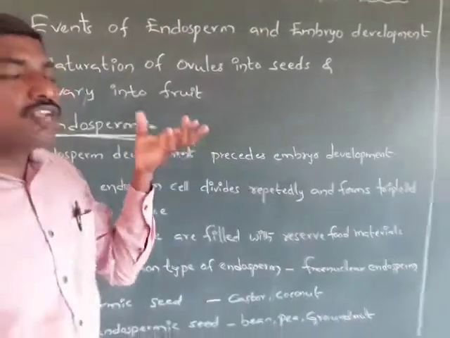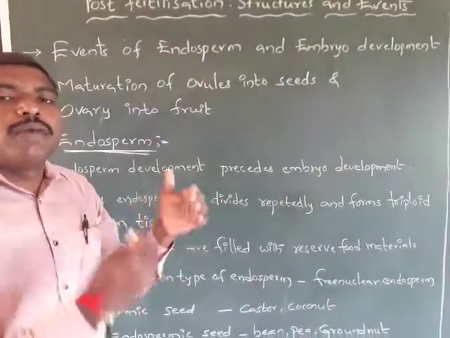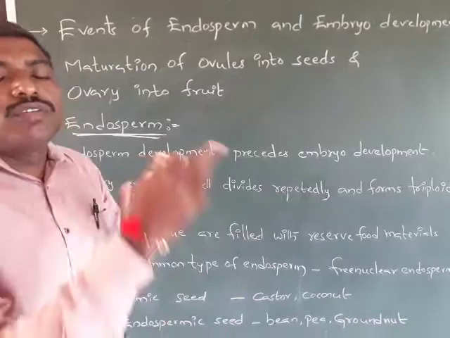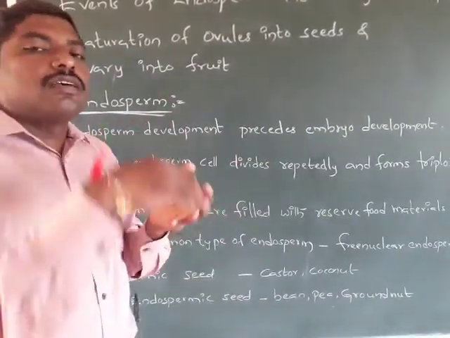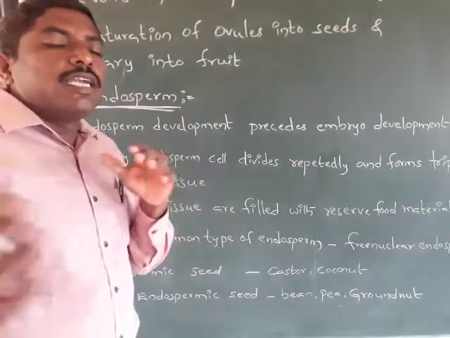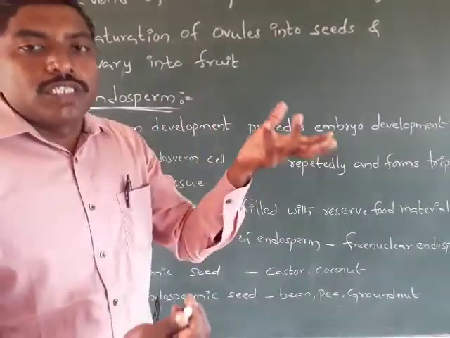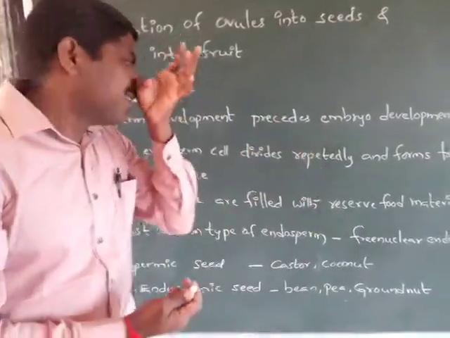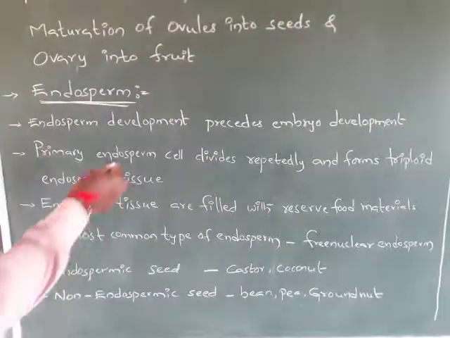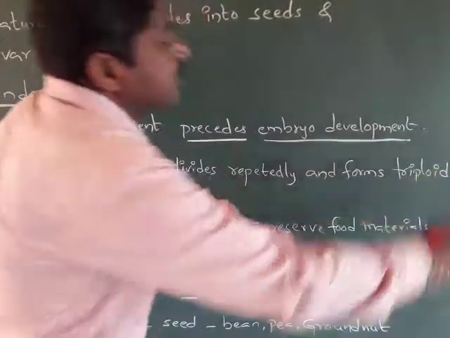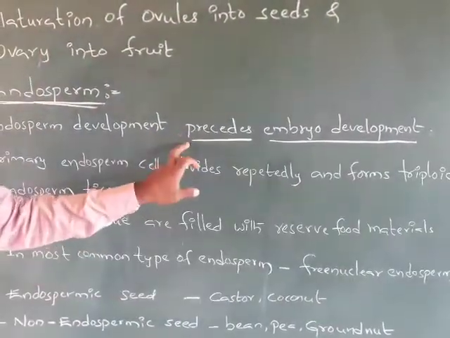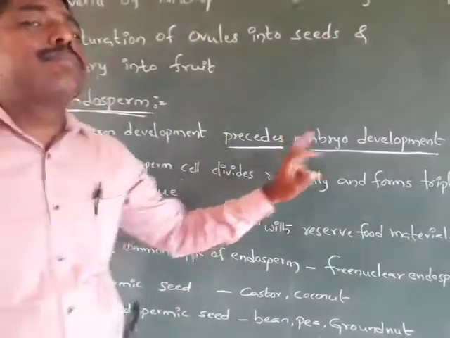The primary endosperm nucleus undergoes mitotic divisions, free nuclear divisions, followed by cell wall formation, and it produces the endosperm. We have to see this: endosperm development precedes embryo development.